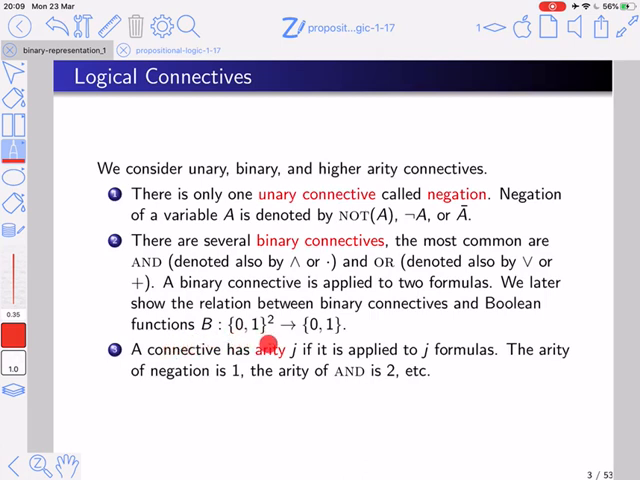A connective has arity J if it is applied to J formulas. So the arity of the negation is 1, therefore it's called a unary connective. The arity of and, or, is 2, therefore it's called a binary connective. So unary refers to 1, binary refers to 2. All of these refer to the arity of the connective, which specifies the number of formulas it's applied to. In this course, we will focus on arity of 1 and 2. Negation has arity 1 and has arity 2.